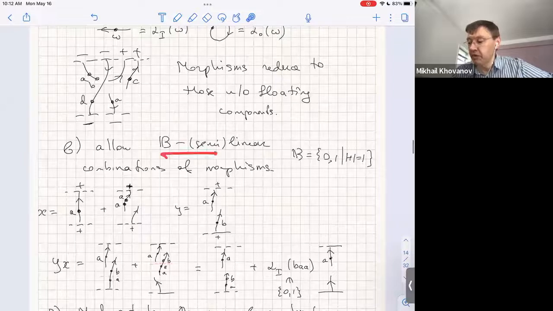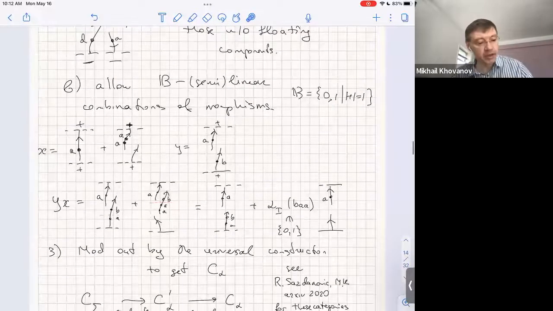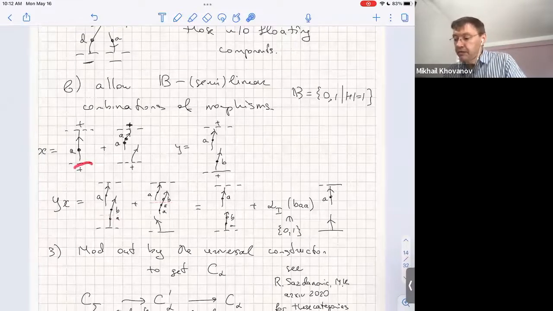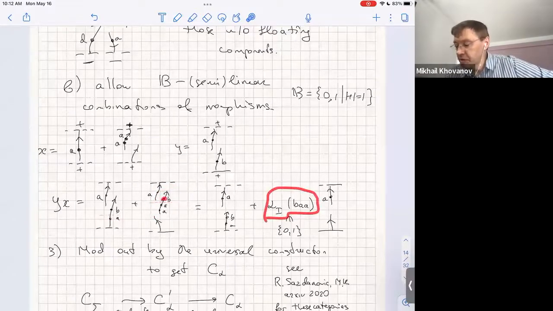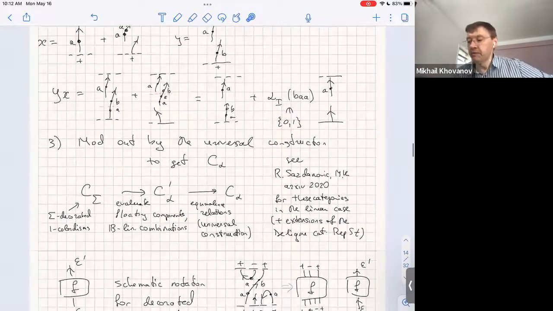But again, we have to allow Boolean linear combinations. Here maybe I can skip some slides for lack of time. But you can take the sum, so you can compose. This is X, a sum of two terms. This is Y. You compose Y and X by concatenation, and you can simplify. Here in the composition, we see a floating interval. We look at the evaluation of this interval. The word is BAA, and the evaluation of this interval is 0 or 1. This goes into computing the composition of maps.